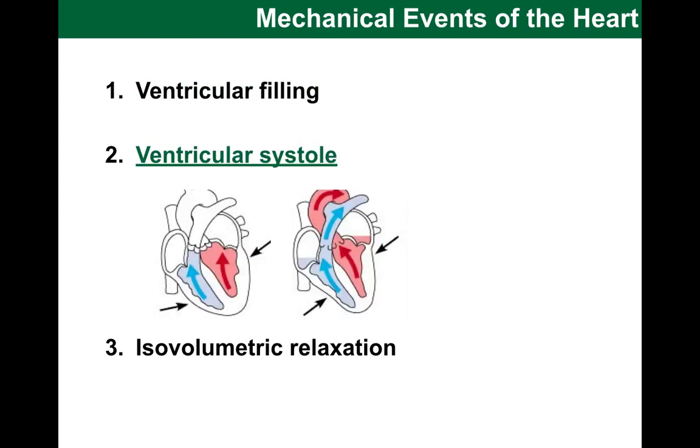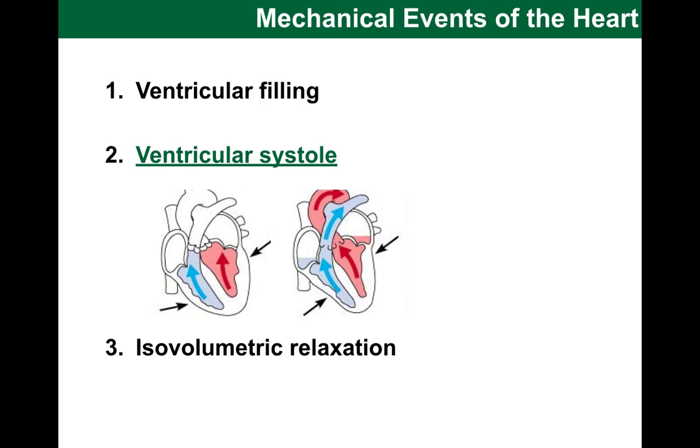And during ventricular systole, now the atria relax and the ventricles begin to contract. We see that the rising pressure in the ventricle causes the AV valve to close. And first we see that all valves are closed. This is called the isovolumetric contraction phase.